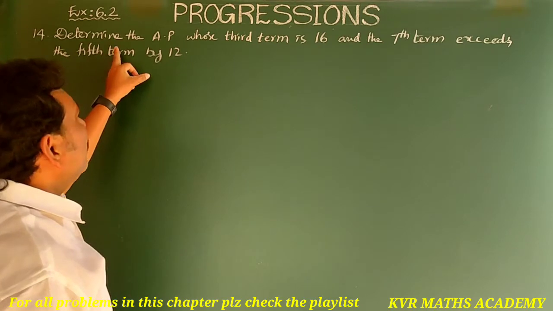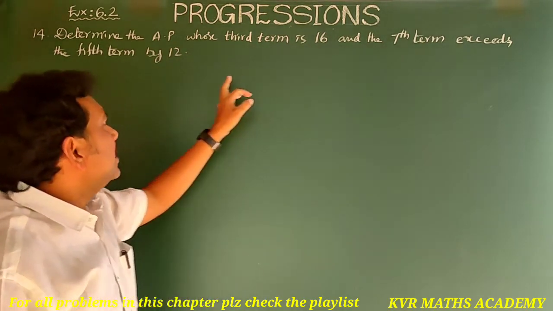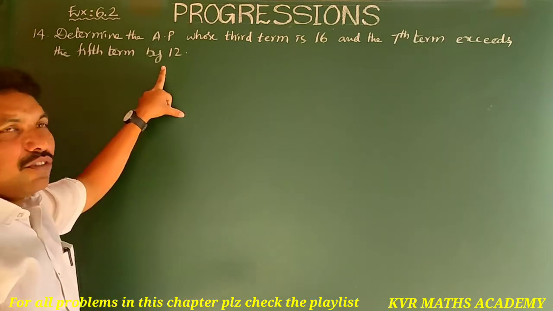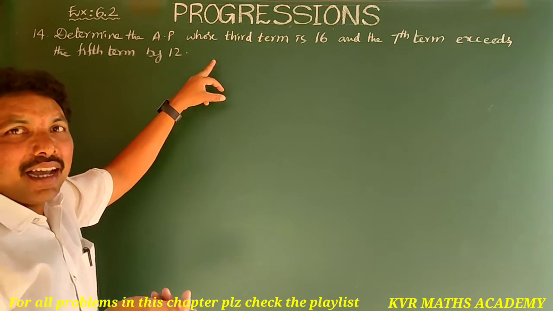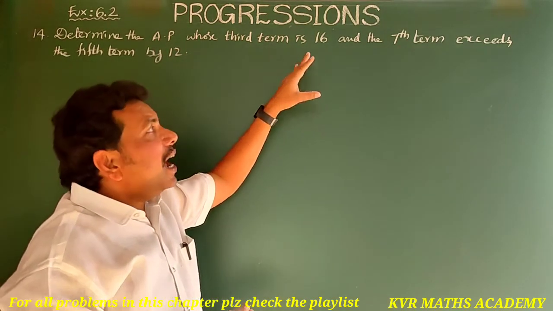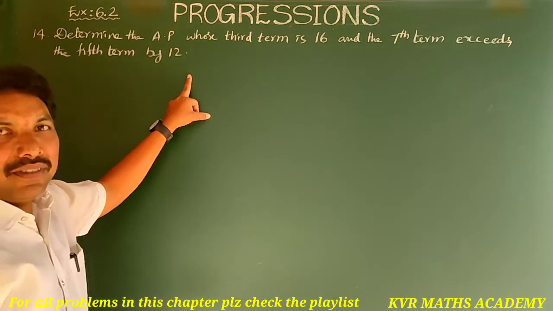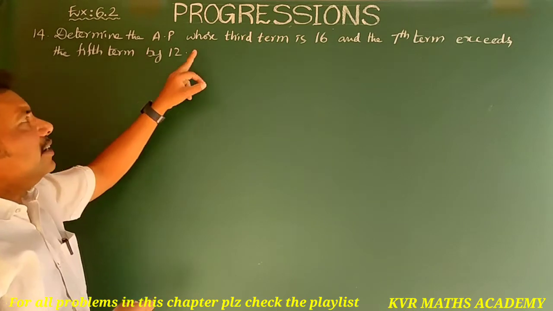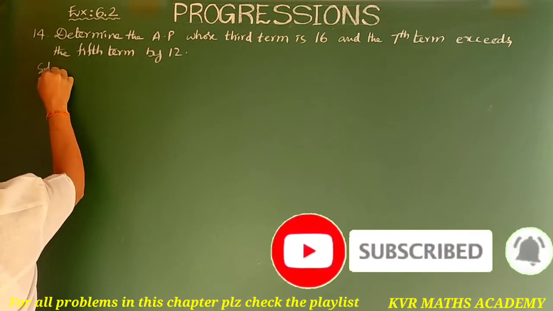Next, 14th question. Determine the AP whose third term is 16 and the seventh term exceeds the fifth term by 12. See, determine the AP. We have to find the AP whose third term is given as 16 and whose seventh term exceeds its fifth term by 12. Right, then we have to find the AP. Let us find. Yes, solution.